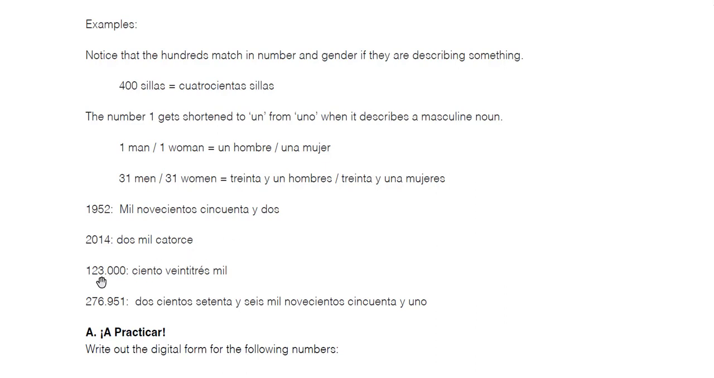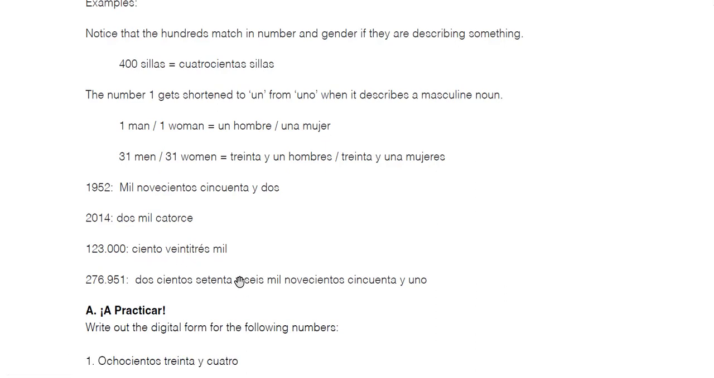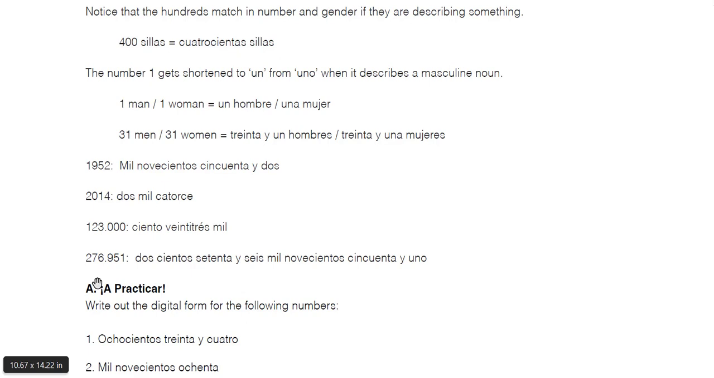Okay, another example, big number, 123,123,000. Another big number, we're going to take it one piece at a time. We're going to start off by saying 200. Then we're going to say 76. Then we're going to say 1,000. Then we're going to say 900. Then we're going to say 51.